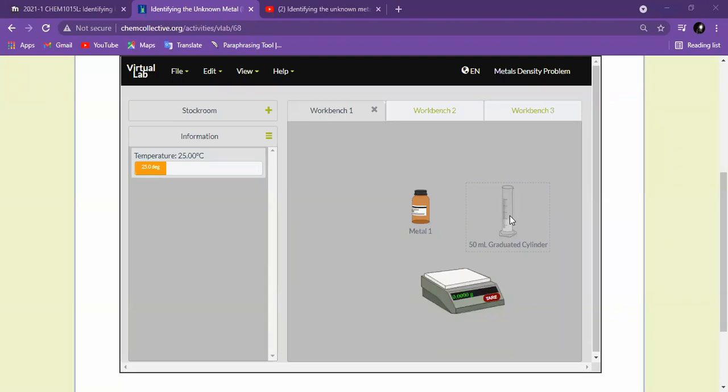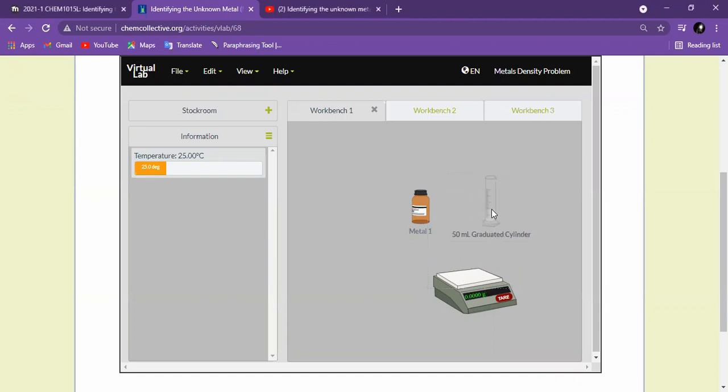After adding your metal inside your empty graduated cylinder, you will now measure it all together. The measurement is 242.6509 grams. Note that the mass has drastically increased.